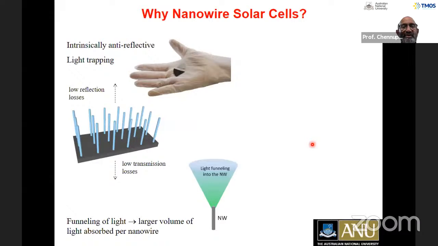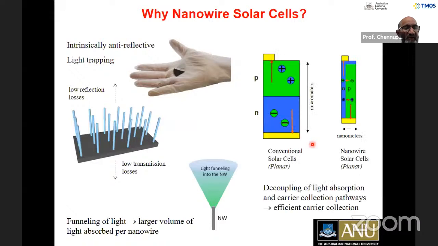So now let me move towards the last but one topic, solar cells. And again, nanowires are very interesting for solar cells. One of the unique things with nanowires is that they can act like light funnels, because nanowires have a high refractive index of 3.4 or so. That means light likes to go into these nanowires and act like a funnel or light concentrator.